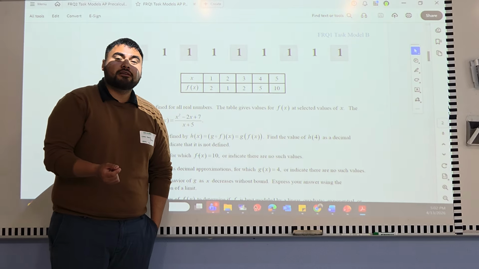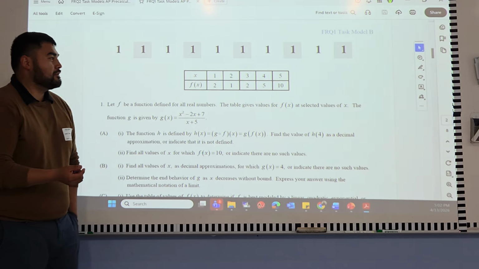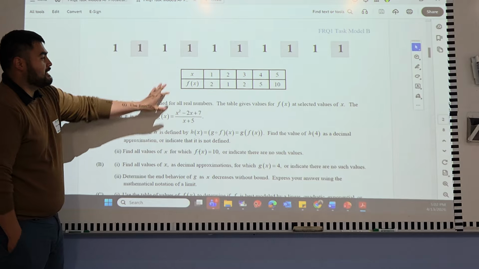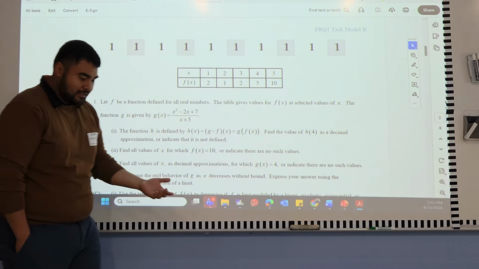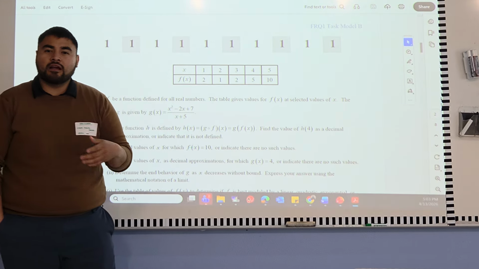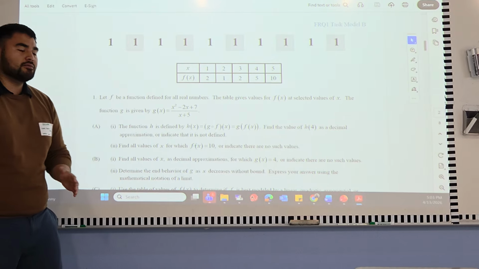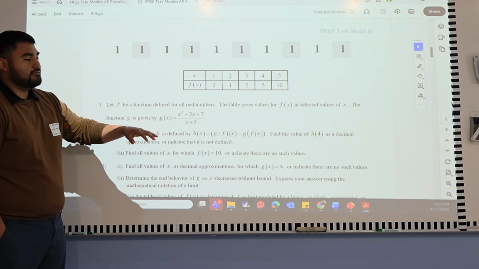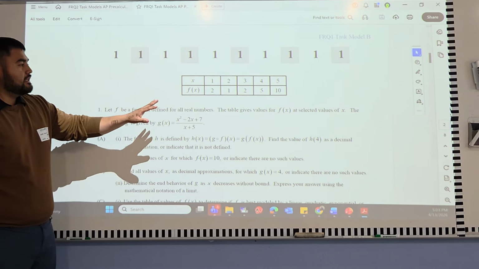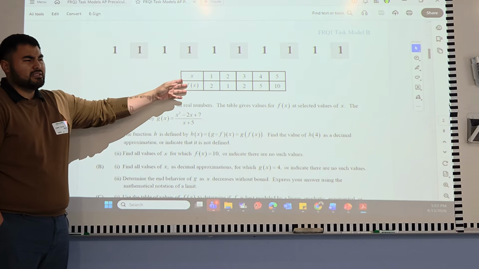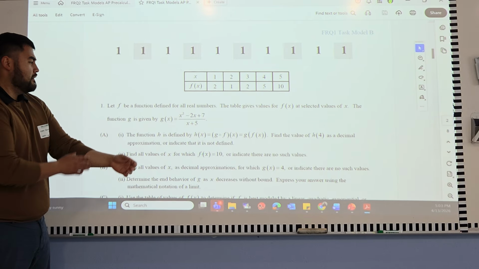We're gonna do FRQ1, Model B. In this case, you might see the table and you're probably thinking decimals. But for FRQ1, you're not using decimals whatsoever. Even if you see a table, forget about decimals, right? Involving a table and then doing regression and everything that you do.